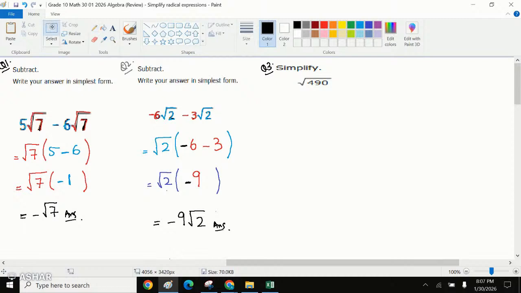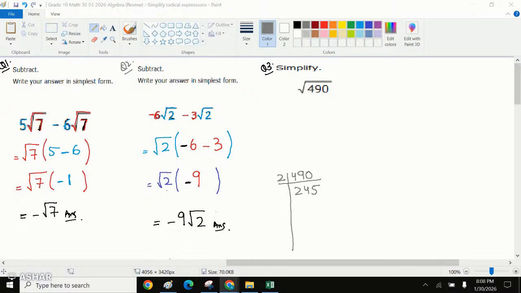So if the question says radical of 490, the first thing we need to do is find the prime factors of 490. How do we find the prime factors? We can write 490. Since this is an even number, it can be divided by 2. That would be 245, right? 245 comes as the answer.